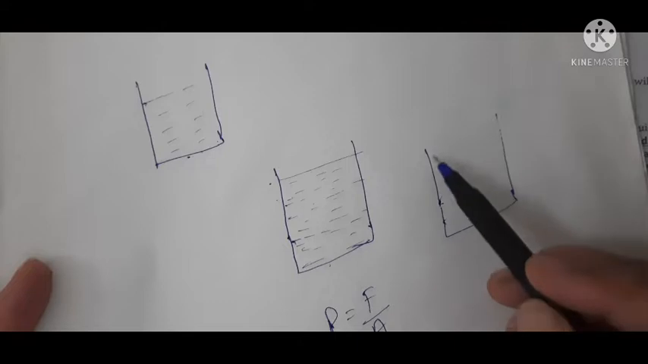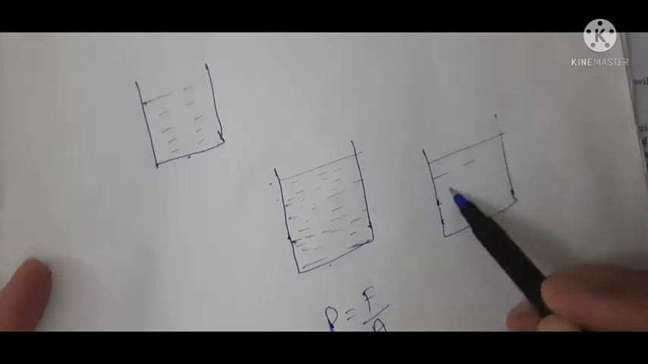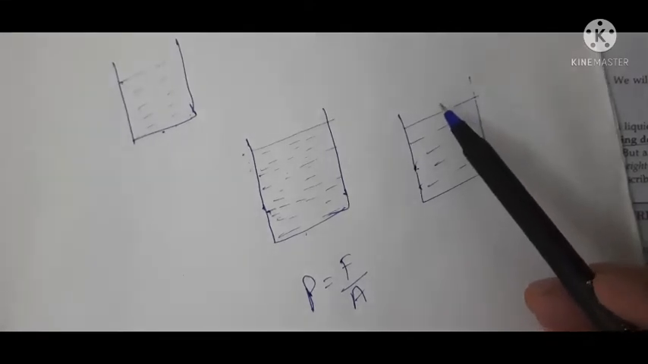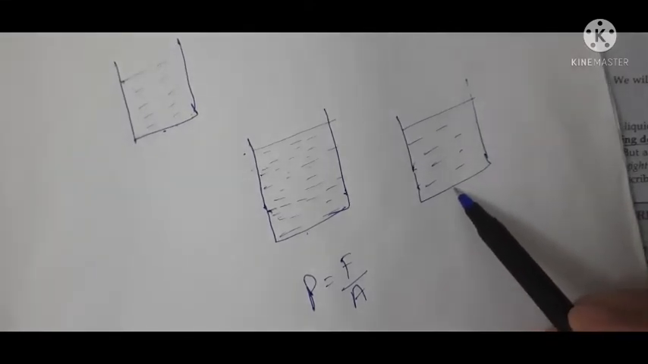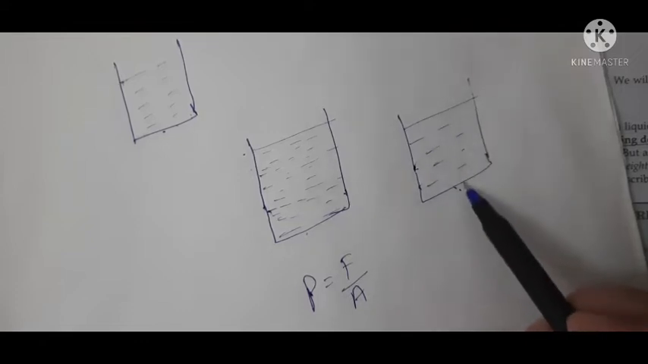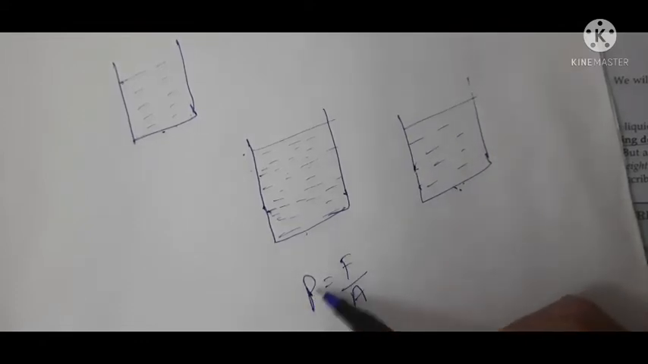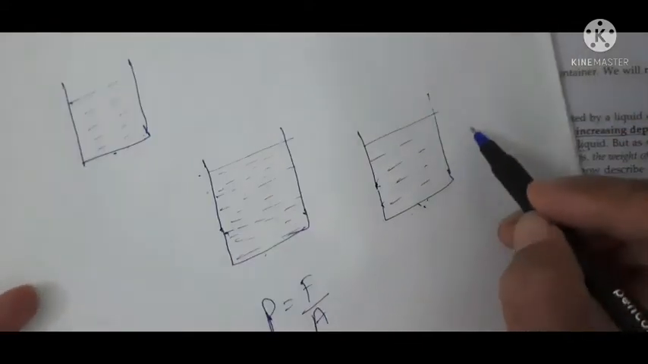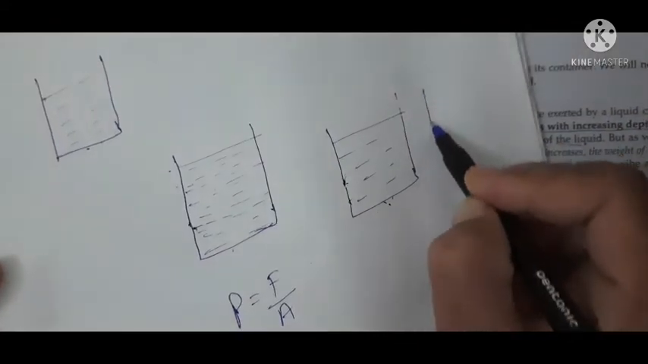Now what will happen? This is the liquid. So the whole weight of this liquid is exerted at the base. This weight is equal to force. So here the force is more, and pressure will be more per unit area.